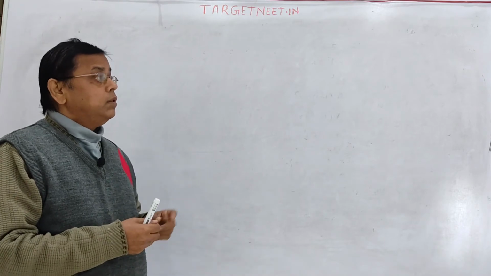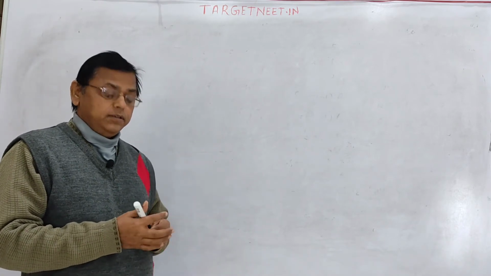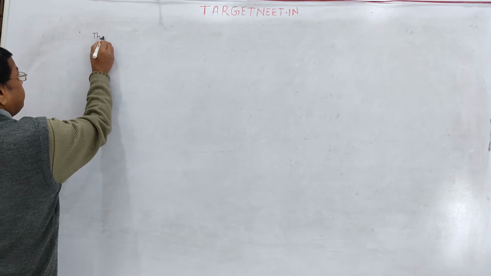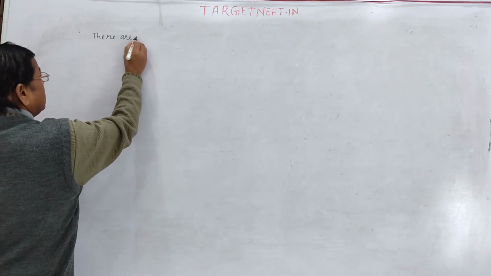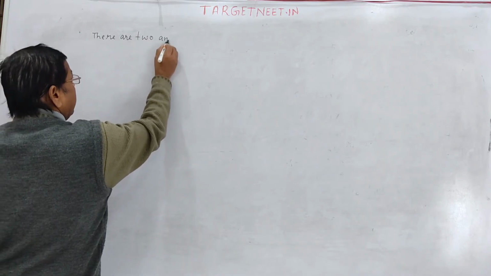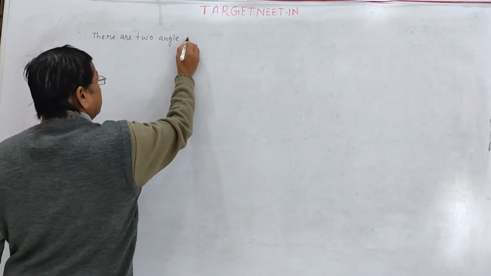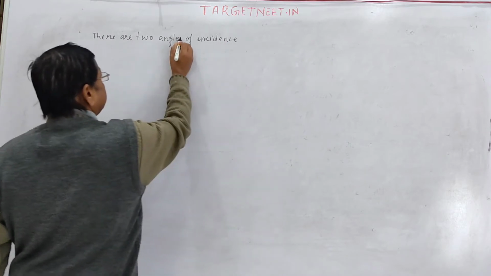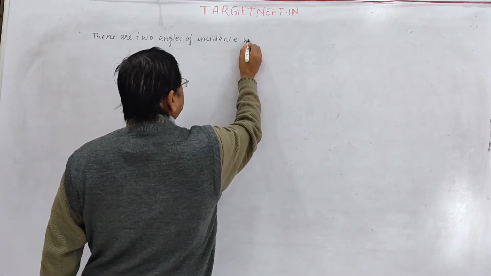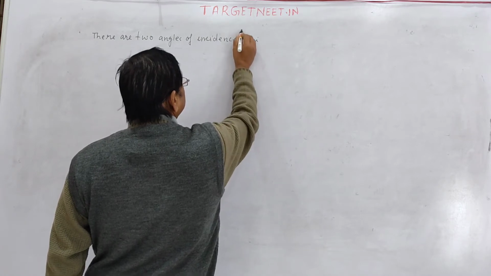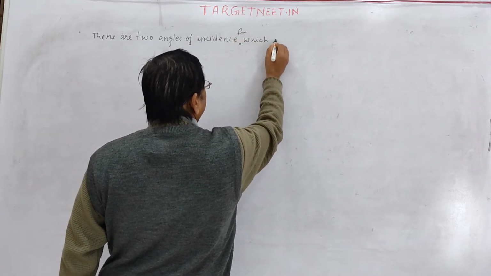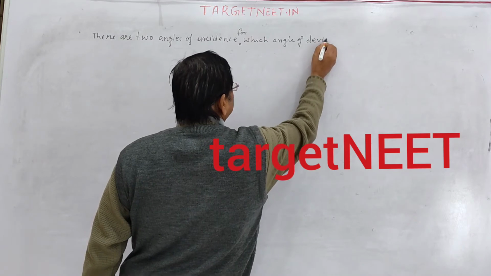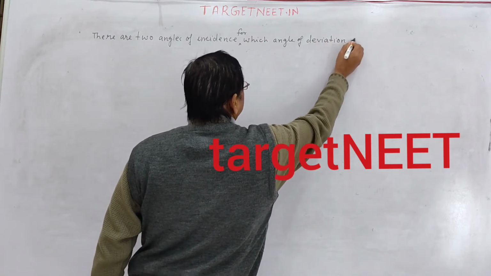Now you know there are two angles of incidence for which angle of deviation is same. There are two angles of incidence for which angle of deviation is same.